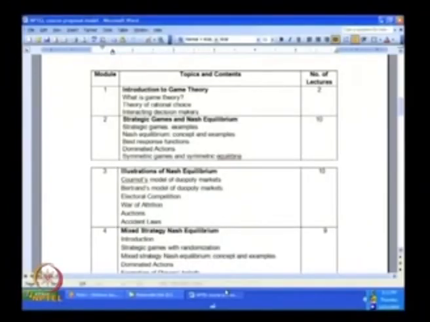Let me take you over the entire syllabus that we are going to cover in this course. So here is the syllabus. We start with introduction of game theory. What is a game? What does it essentially deal with? Then we talk about the theory of rational choice, which basically forms the founding stone of the game theory. We talk then about strategic games and Nash equilibrium, the idea of Nash equilibrium, because as you shall see, the concept of Nash equilibrium can be taken as the starting point of the theory of games.